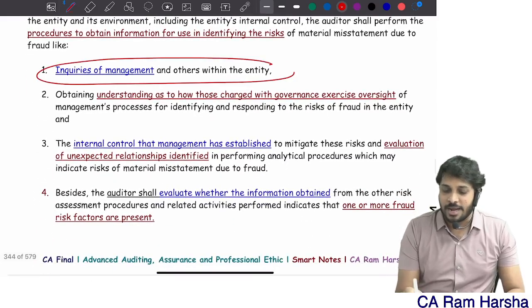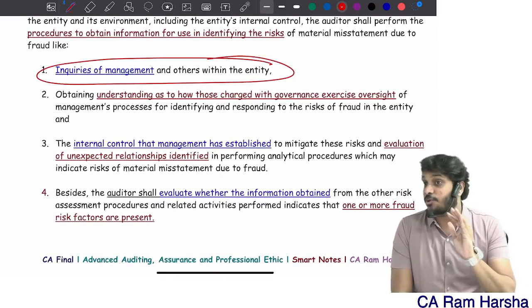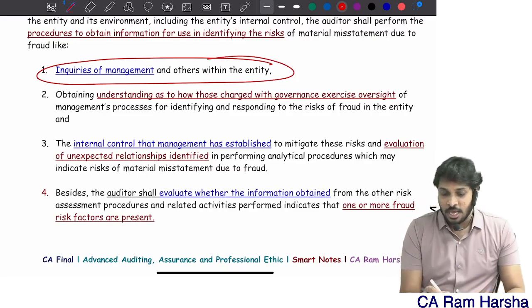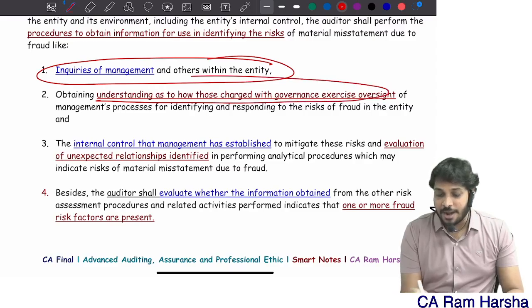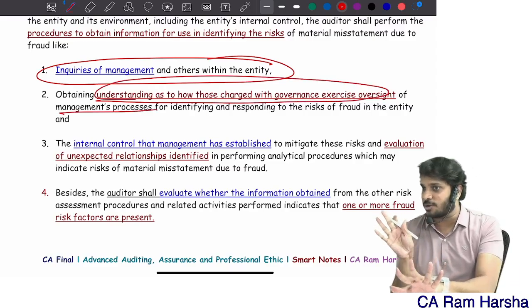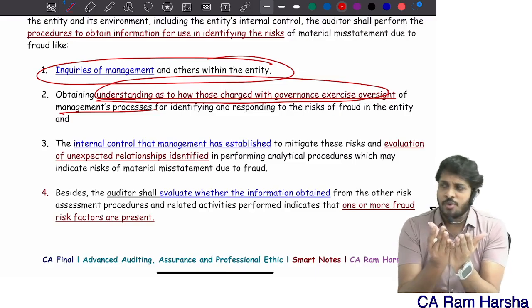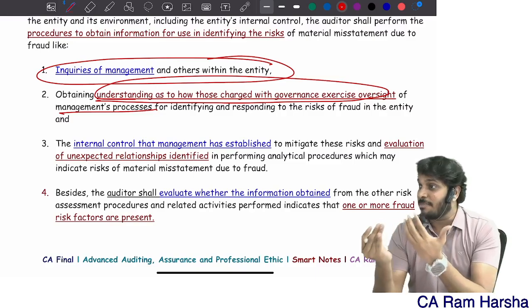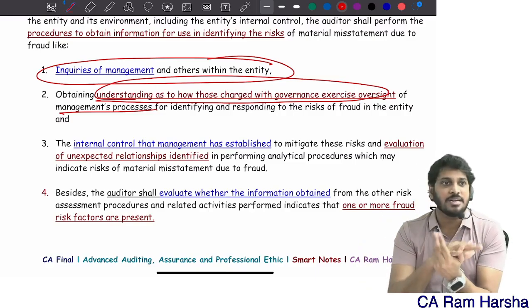First, you should inquire of management and others within the entity what processes they implemented, what controls they implemented, who are the departments, all that. Get an understanding of how top management exercises oversight of the management process. I will ask the director, how are you monitoring this entire business? What are the MIS systems, the management information systems that you implemented?